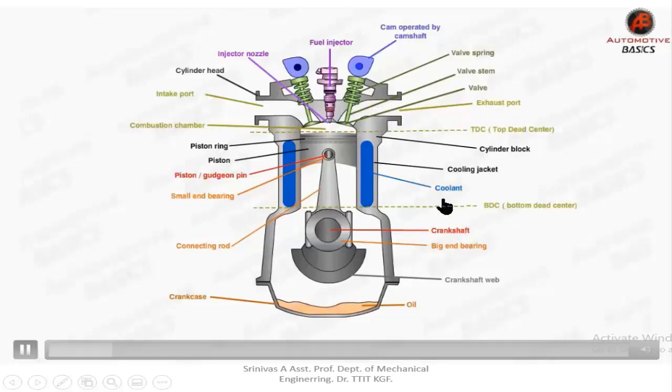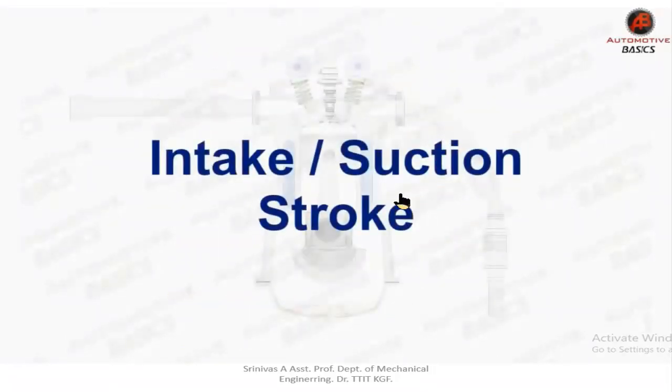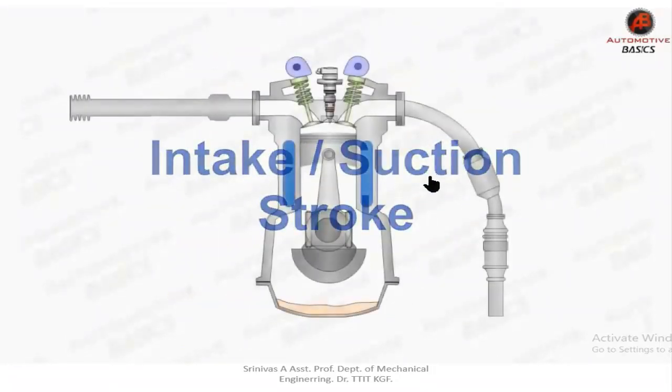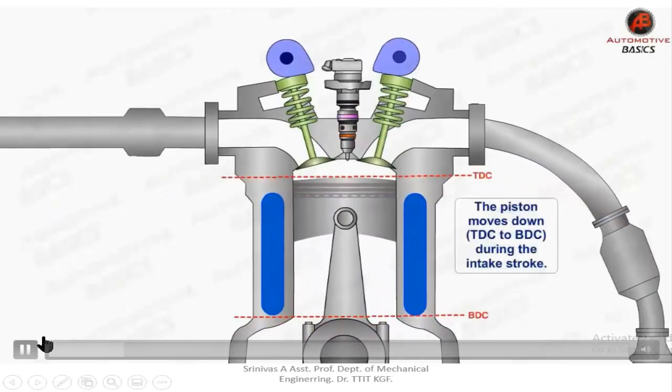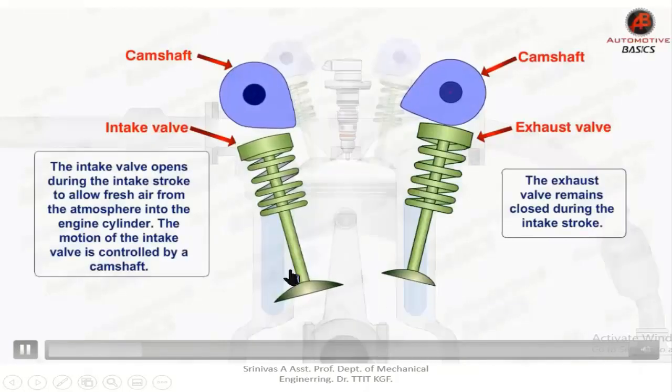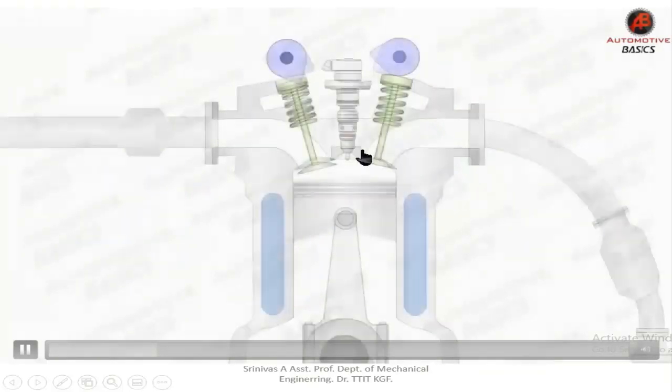Coming to the working, there are four strokes here. The first stroke is the intake stroke. During the intake stroke, the piston moves from TDC to BDC, and the inlet valve is opened. The opening and closing of the inlet and exhaust valves is done with the help of the camshaft.